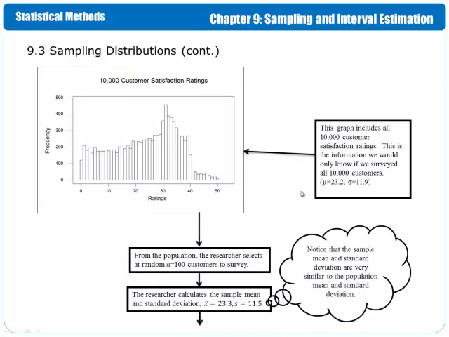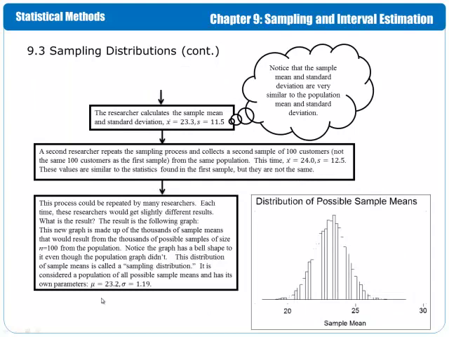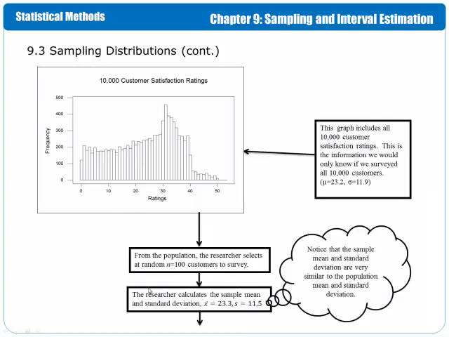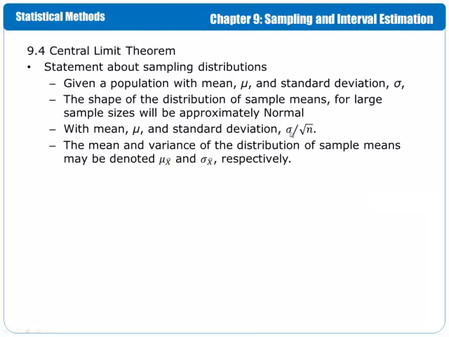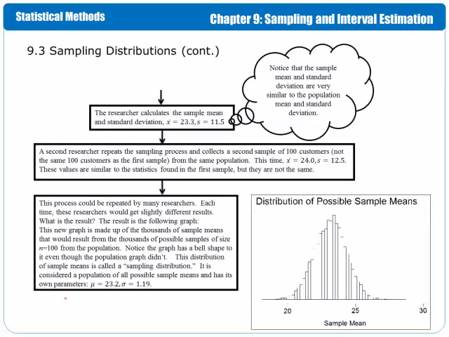What is the mean and the standard deviation? 23.2 and 11.9. What is it for our sampling distribution? 23.2, exactly the same as what we had here, and 1.19. Where does that 1.19 come from? This 1.19, if we look here, it says it's equal to the 11.9 from our population divided by the square root of 100. So we have the standard deviation of the population equals 11.9.